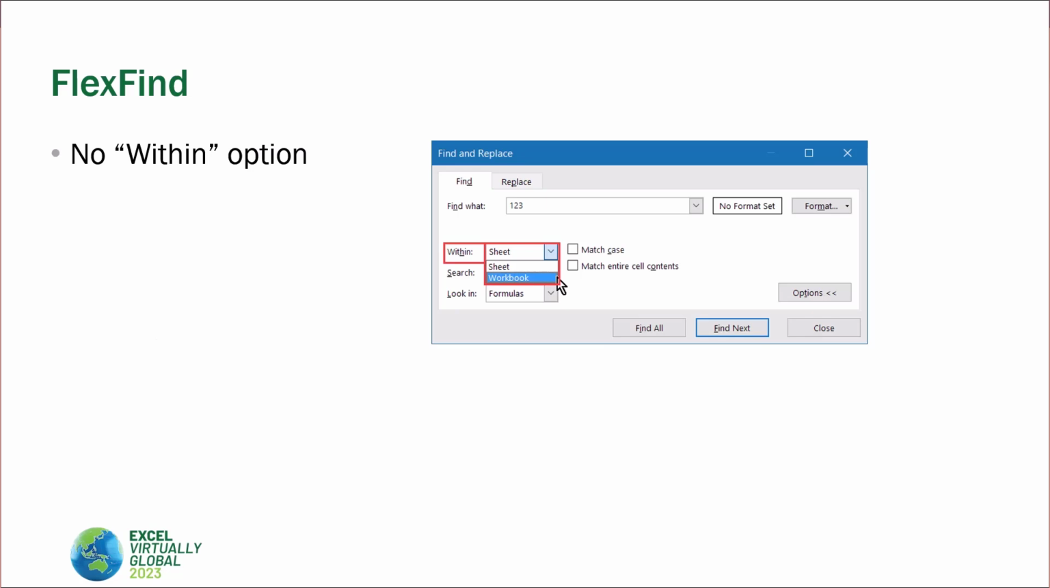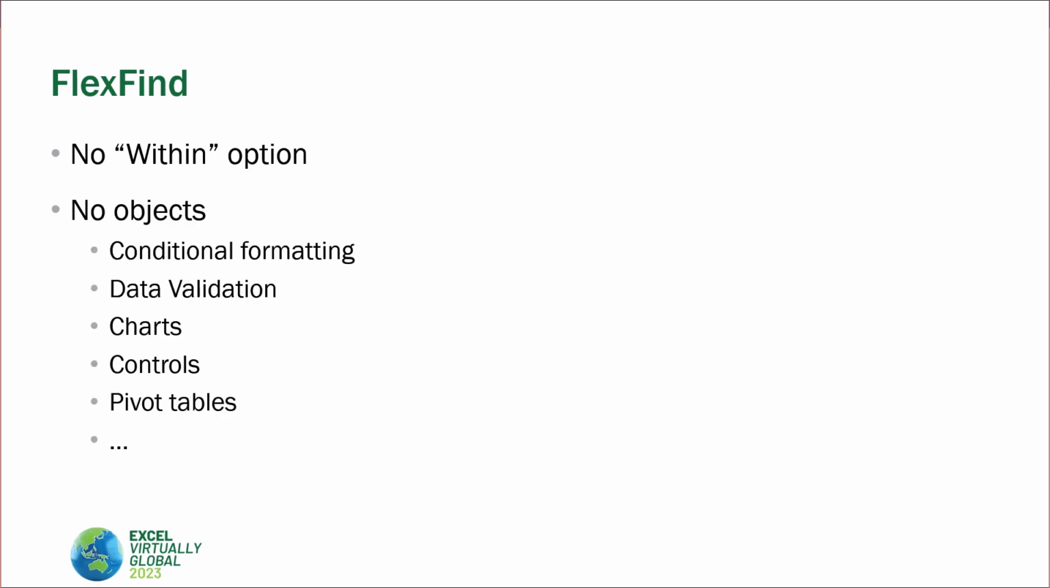So that is why I created my Find It All macro, which I published on the Excel Experts e-letter back in 1999. When Excel 97 came out, the within dropdown was added to Excel, and I needed something more to make my FlexFind stand out from the crowd. And that was when I discovered that Find doesn't do any objects, so it doesn't find anything in conditional formatting, data validation, charts, controls, and pivot tables. So rather than talking about all this stuff, let's do a small demo.